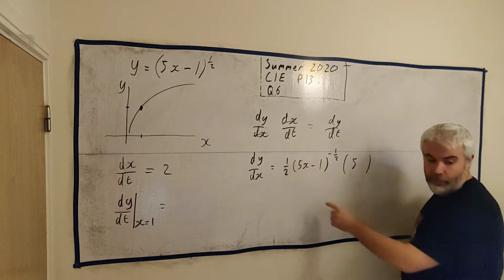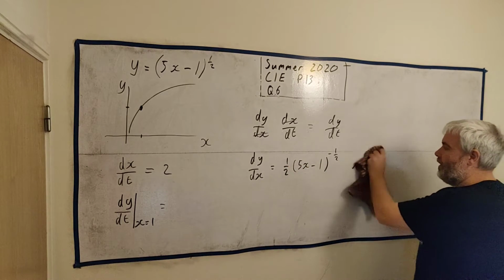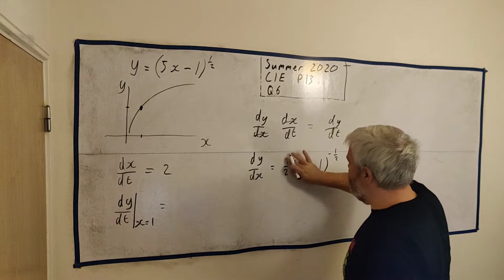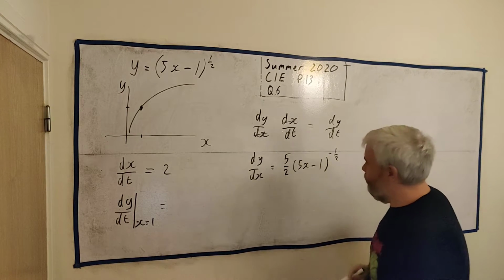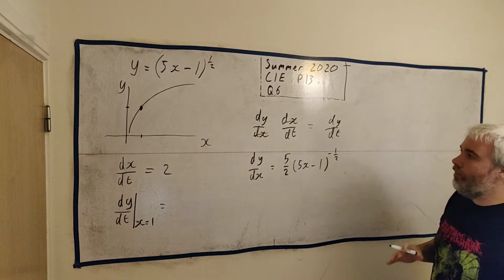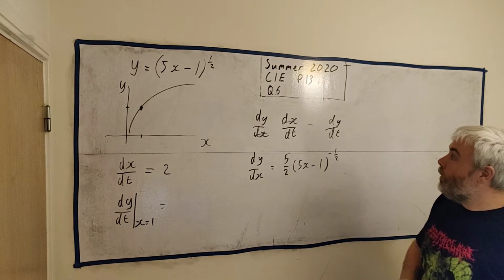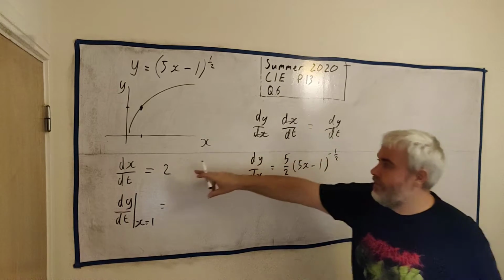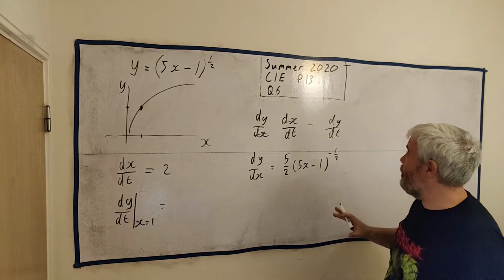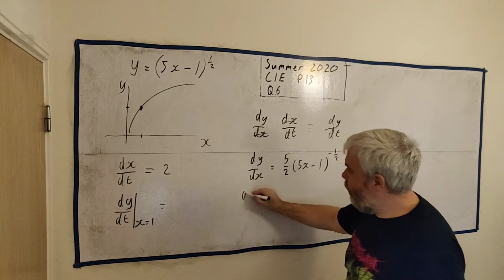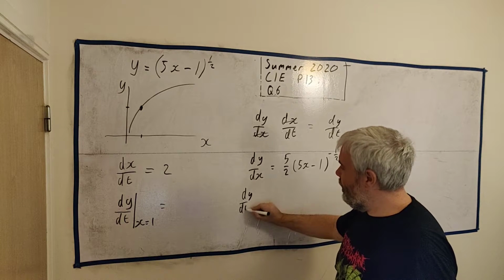We could just write that above here. Let me actually clear that away, and we'll just put the 5 here. So that is the derivative of y with respect to x. We already know dx/dt is always 2 at all points. So I can now already write dy/dt.